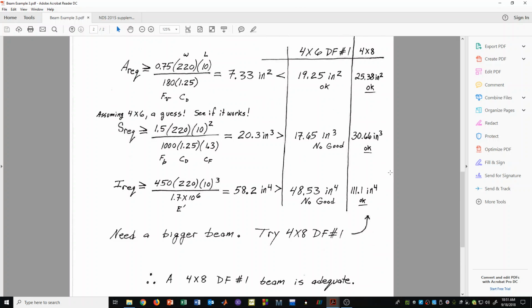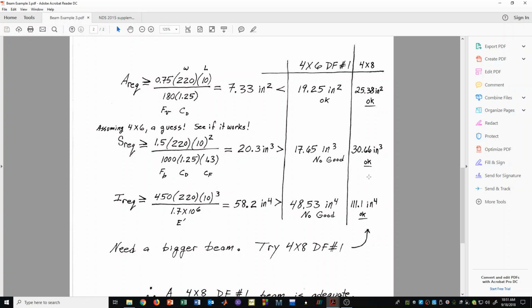I hope that this is a helpful example for you, seeing actual numbers plugged into the formula. I also hope that you recognize the value of having these formulas created ahead of time for us. Since a simply supported beam with a uniform load is so common, it is very quick to just plug in the information and then compare these required values to various beams that are in the section properties table. And a person can satisfy these three conditions simultaneously and pick an appropriate beam.